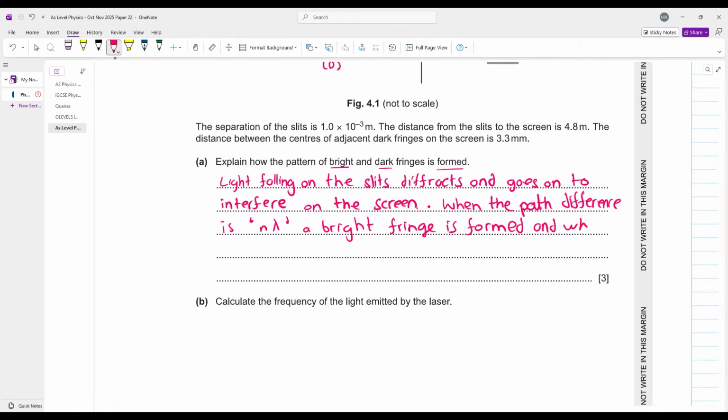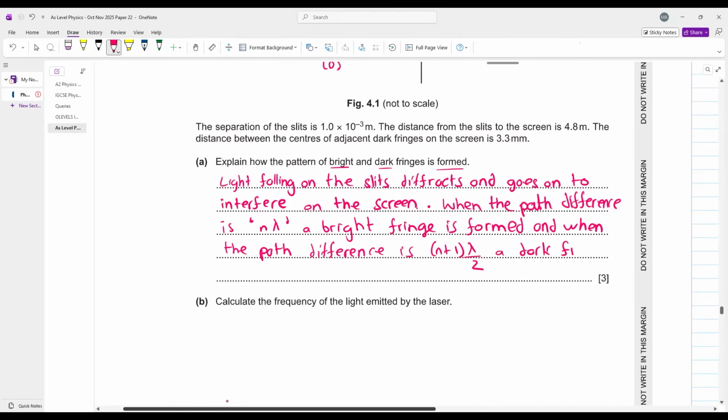And when the path difference is n plus 1 lambda over 2, a dark fringe is formed. यहाँ पे लास्ट लाइन क्या लिख दोगे? N is an integer, so that the examiner knows that this n is an integer which can have any value: 0, 1, 2, 3, 4.